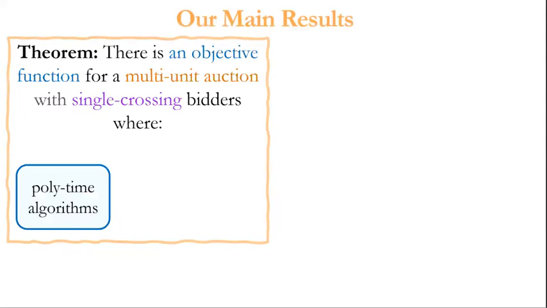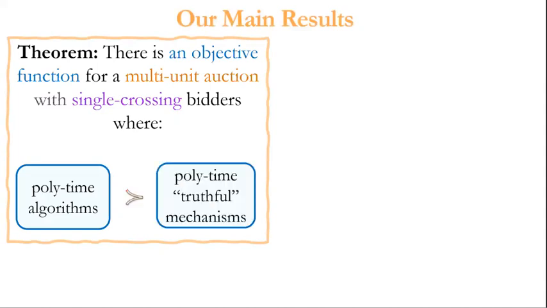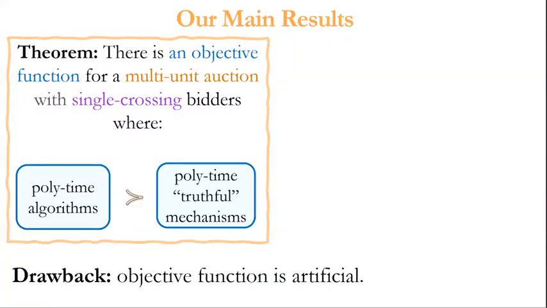And we answer this question in the affirmative by providing an objective function that has a polytime algorithm that gives a constant approximation factor to the objective function, whereas every polynomial time truthful mechanism can only give unbounded approximation ratio, given a standard computational complexity assumption. However, it is important to say that the objective function for which we show this separation is quite artificial.